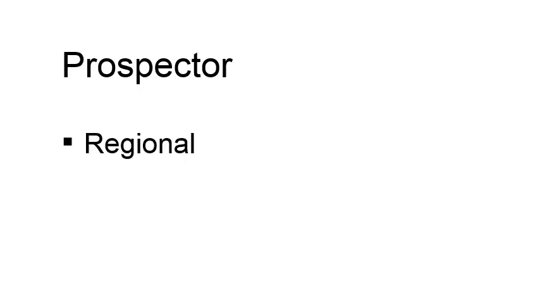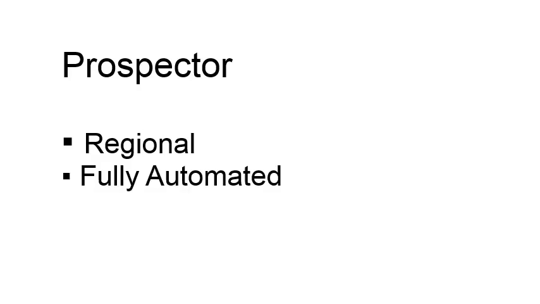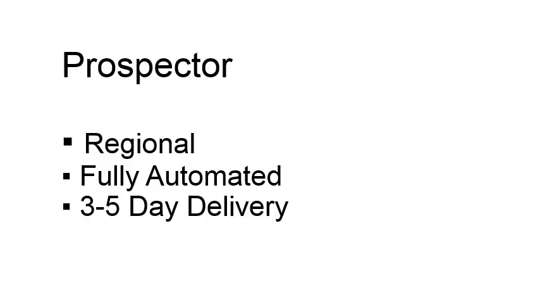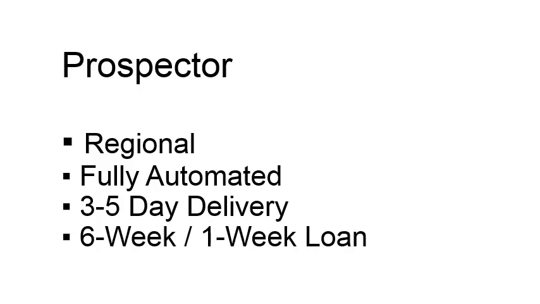In this video, we've examined two ways you can access materials beyond DU's already extensive collections. Prospector is a regional consortium of public and academic libraries. You can search Prospector's catalog and directly request a loan from another Prospector library. The request is fully automated and the loan should arrive within 3 to 5 days. You may keep your Prospector loan for 6 weeks, 1 week for media, with no renewals.